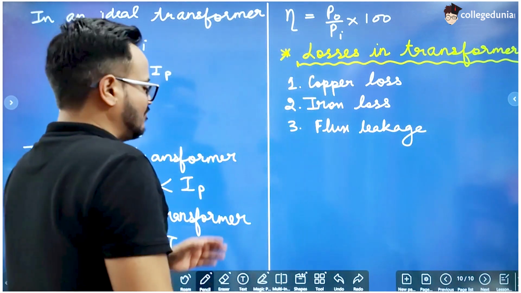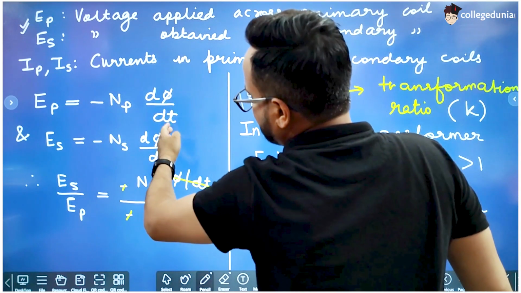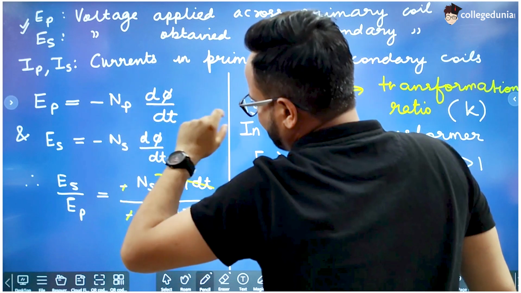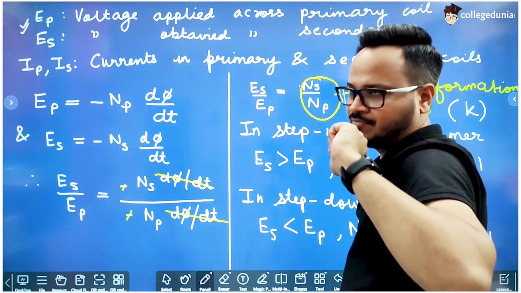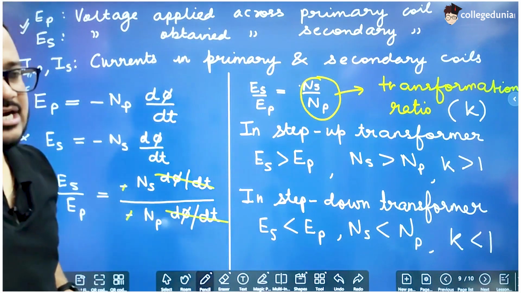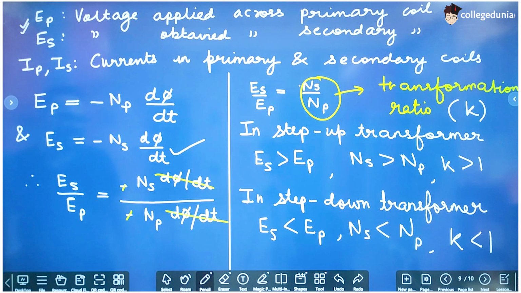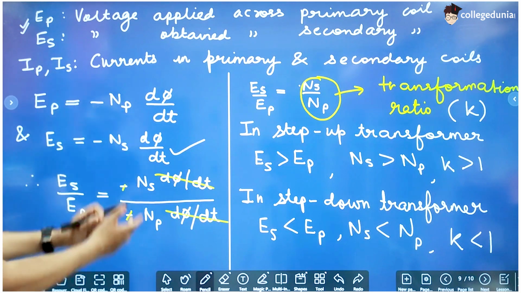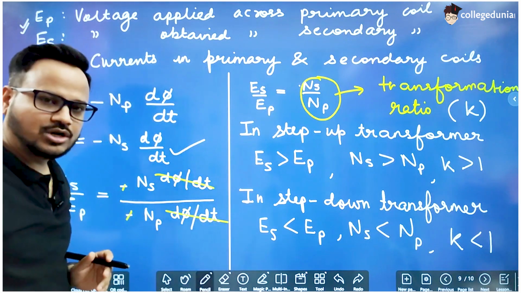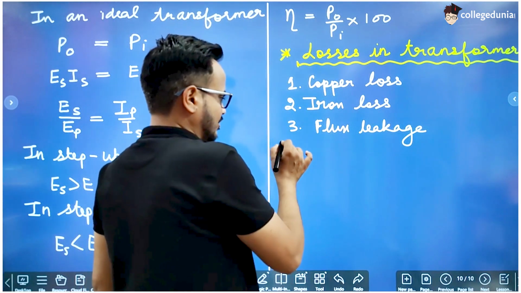In this working, we have assumed there is no flux leakage, because we have taken d phi by dt for primary also and d phi by dt for secondary also. So we have assumed that there is no flux leakage, right? But this is not true. There is some flux leakage, and if there is some flux leakage, the flux linked with the secondary coil is less than the flux linked with the primary coil, and due to this these two ratios are not going to be equal. So there is some loss of energy.